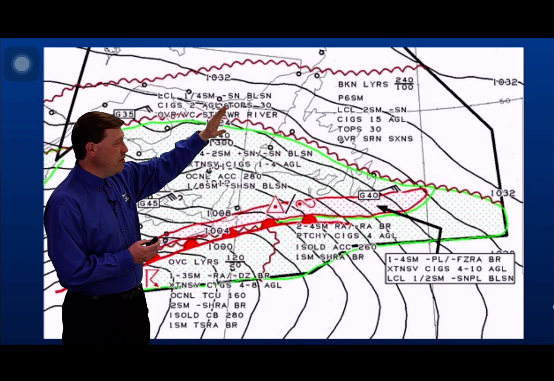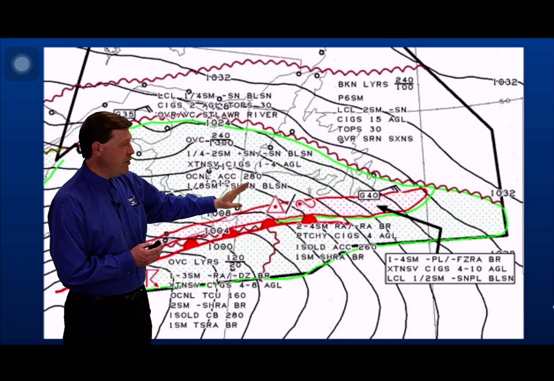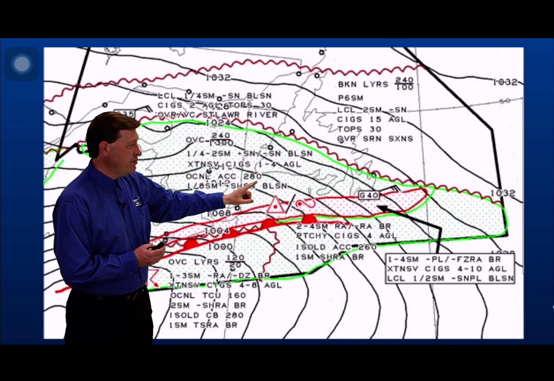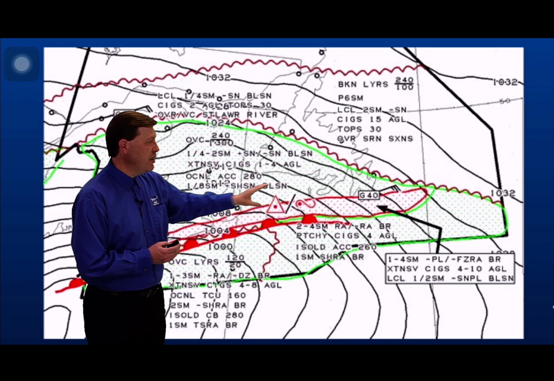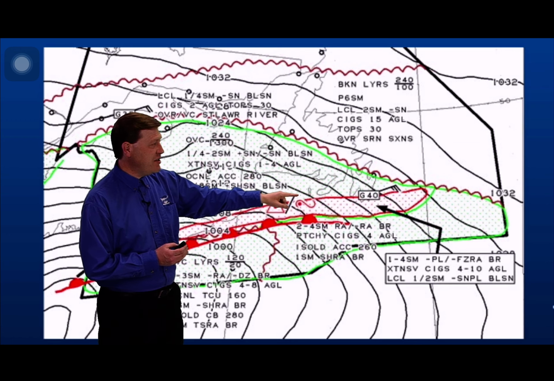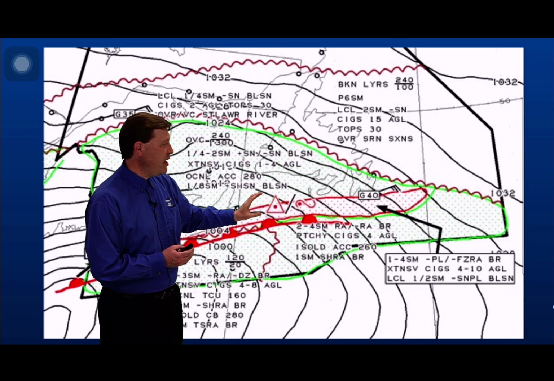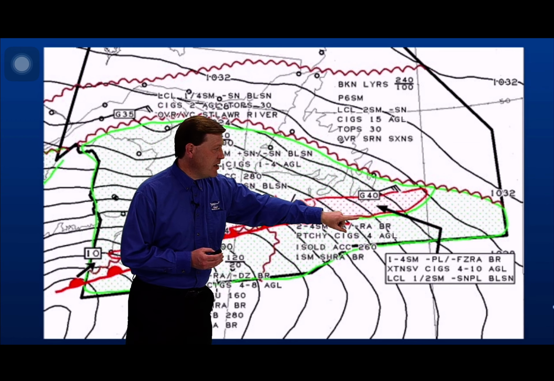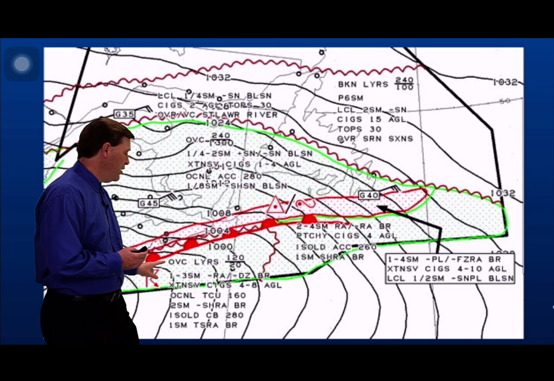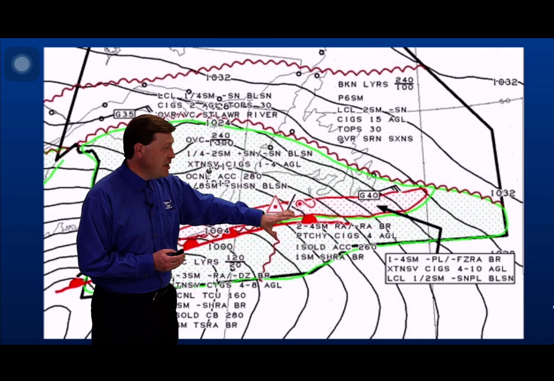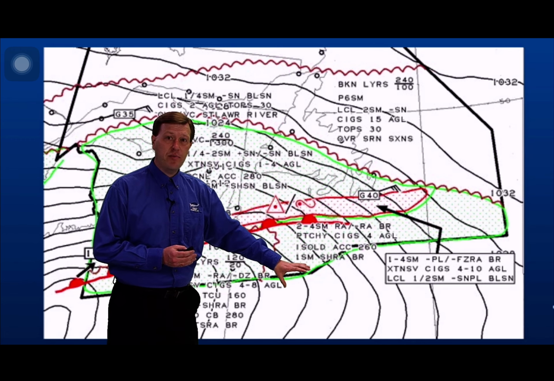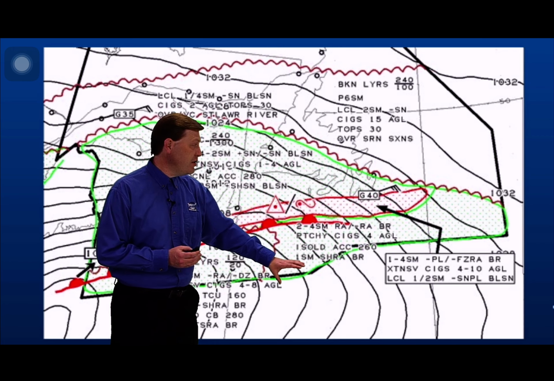As we approach the front though, it continues to be snow, but look at what happens right in here. We now have the symbol for pellets right in here. And then it shows slash freezing rain. So I would expect the pellets to be in here, and then I'd expect the freezing rain to be right in about here.